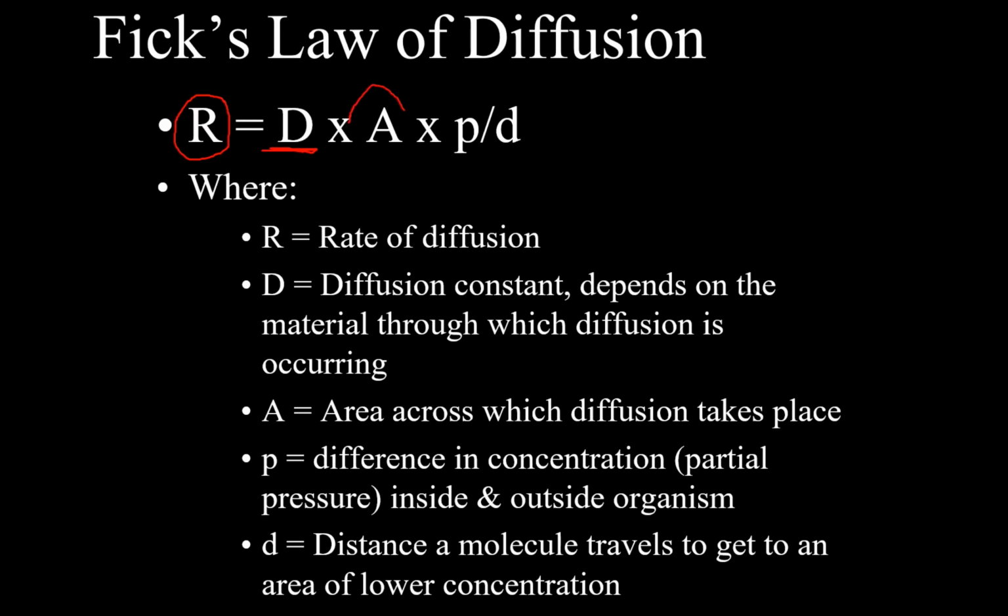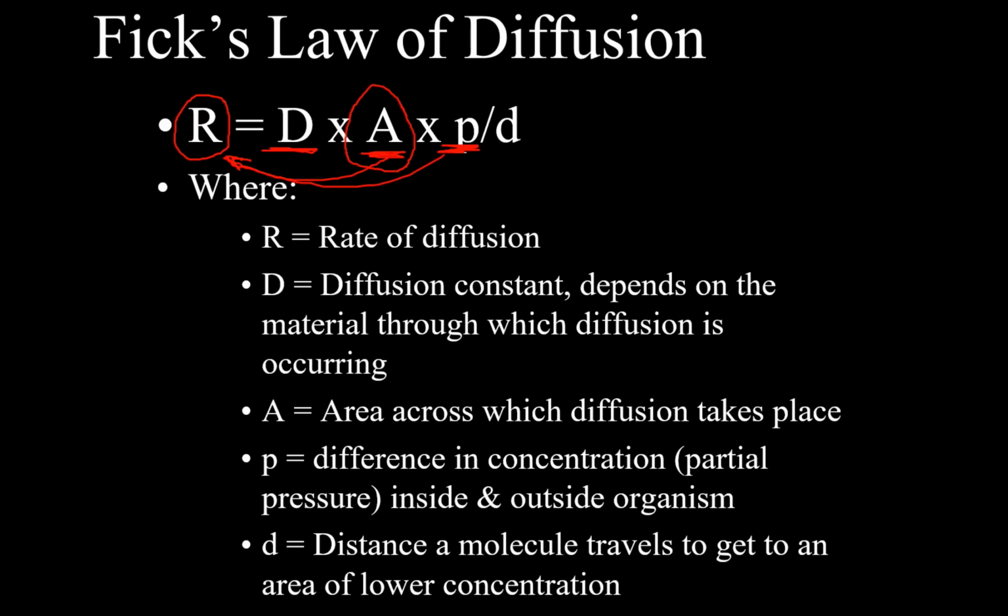A is the area across which diffusion takes place. And you notice that if A becomes a larger number, then R is also becoming a larger number because they're directly proportional to one another. So the more area you have for diffusion to occur across, the faster the overall rate of diffusion is going to be. Lowercase p is the concentration difference that you're talking about. In this case, it's between the inside of the organism and the outside. So if you have a high oxygen concentration outside the organism and a really low oxygen concentration inside, well, that means you have a high P. So the bigger P is, the bigger R is going to be also, because they are directly proportional.